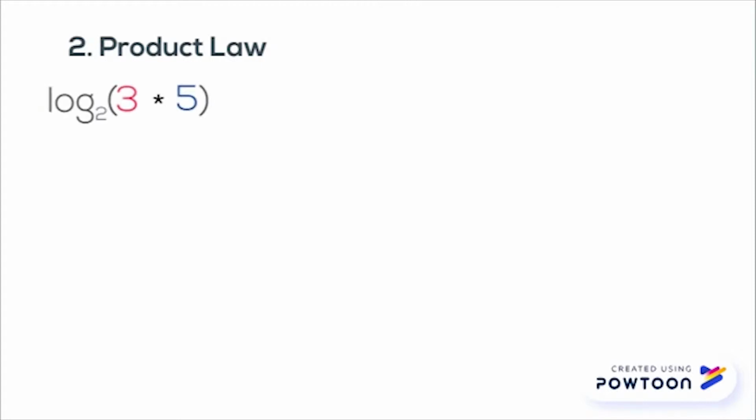Let's move on to the next law, which is the product law. If we have log base 2 of the product of 3 and 5, what should we do? Using the product law, we will get log base 2 of 3 plus log base 2 of 5, and then use a calculator to solve for the logs.